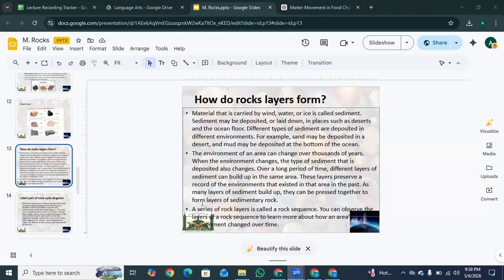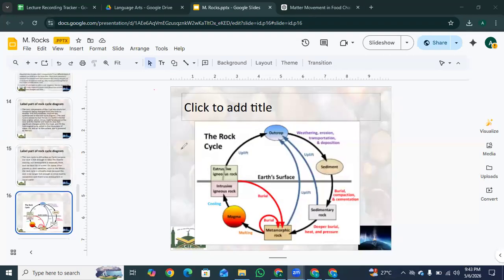So, basically, the weight of the top layer is incredibly heavy. So, it squeezes the bottom layer so hard that they turn into solid rock. A whole stack of these layers is called a rock sequence. Because different environments leave behind different types of sediments, like sand for deserts or mud for oceans, scientists can look at these layers to see how the earth changed.